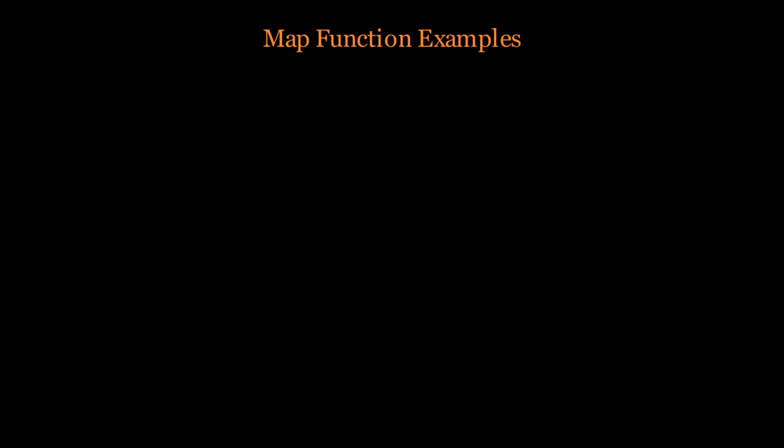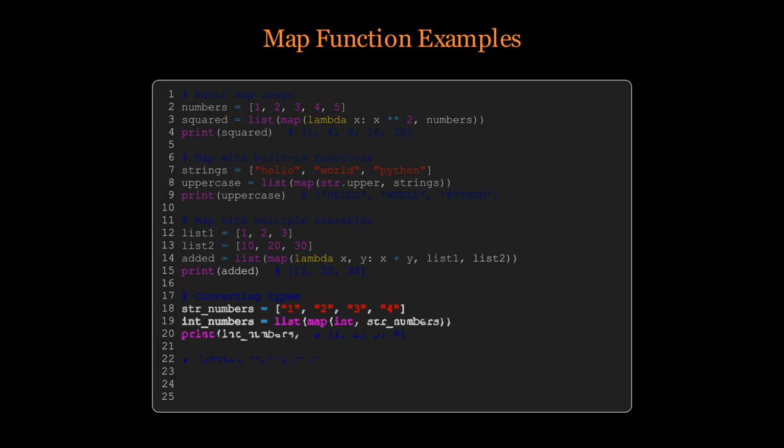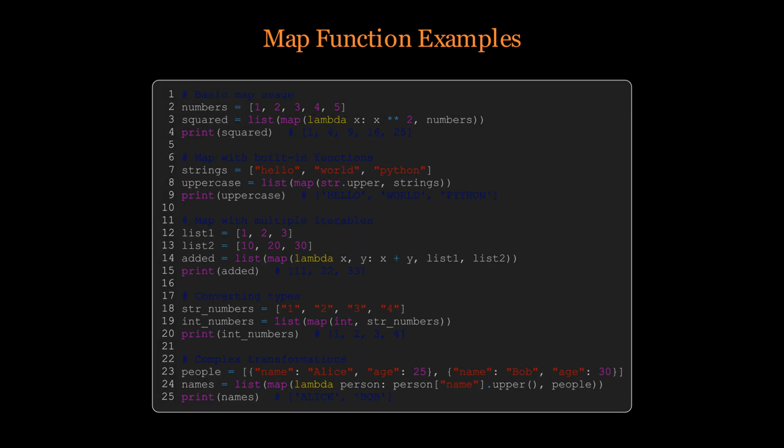Let's see map in action with various examples. Map can work with any function, whether it's a lambda, built-in function, or custom function you've defined. Here are comprehensive map examples. The basic usage transforms each number by squaring it. Map works great with built-in functions like str.upper.